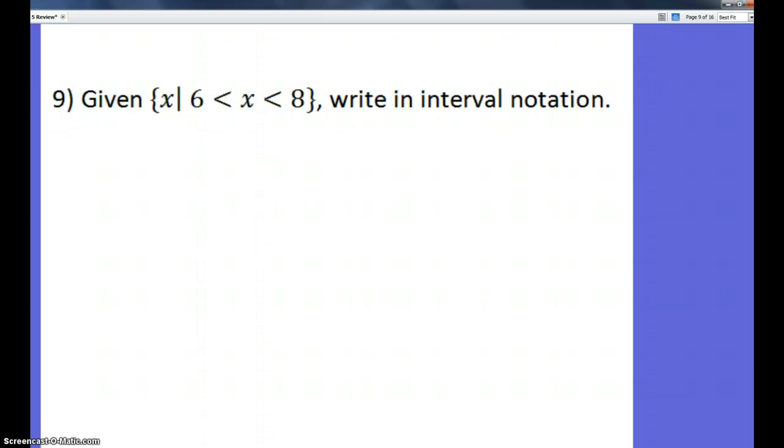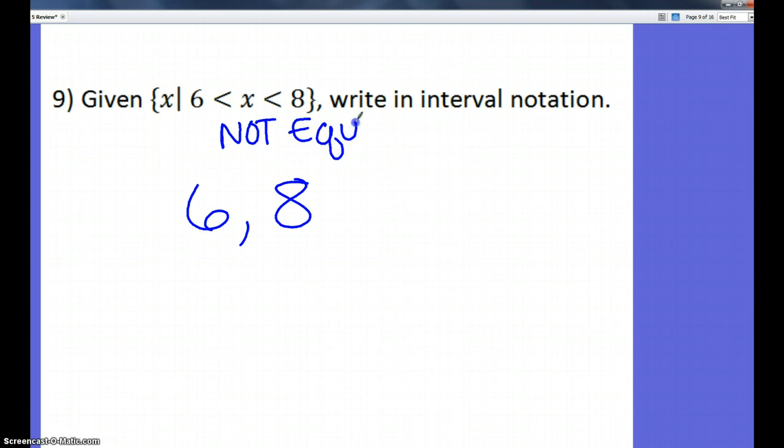Given 6 is less than x is less than 8. We've got 6 comma 8. We know it's from 6 to 8 in between there. And notice there's no lines, no equal to, not equal. If it's not equal, we got open parentheses. So 6 comma 8, open parentheses, and that's it.